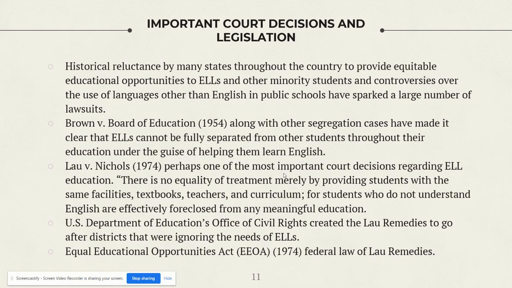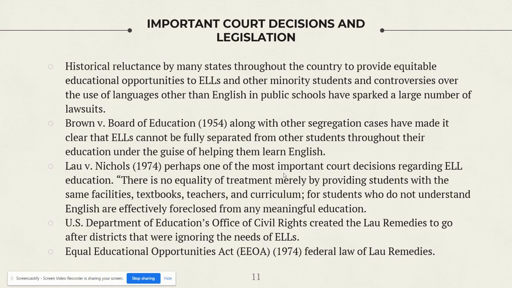And so this is where we see that it was determined pretty much that there needs to be language instruction in some way or another so that they can access the education, that meaningful education. Then we see the U.S. Department of Education's Office of Civil Rights created the Lau remedy. So this is in response to the court case, to go after districts that were ignoring the needs of ELL. So now they're seeking out districts that aren't following this legislation.